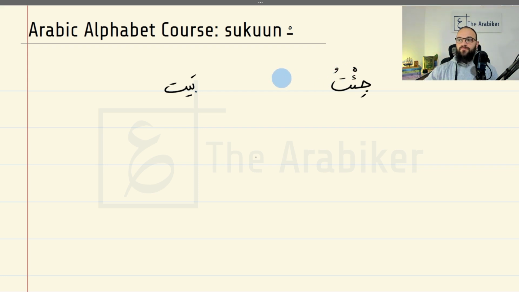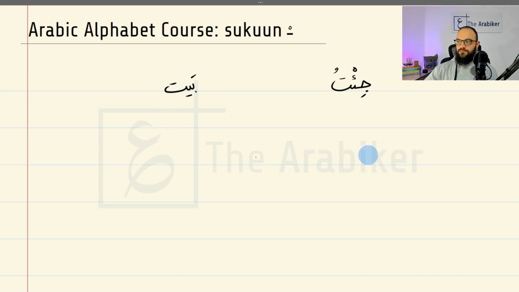Ji'tu. Bait. Actually, the sound that I made at the end of the word was also sukooned. Because I didn't say baita, baitu, baiti. No, I said bait. But again, don't expect that you will see sukoons all over the place here.